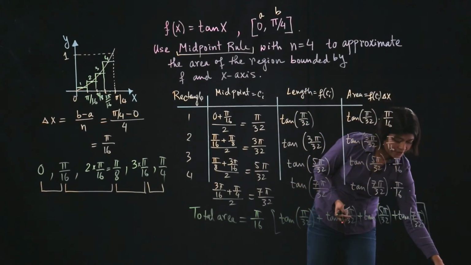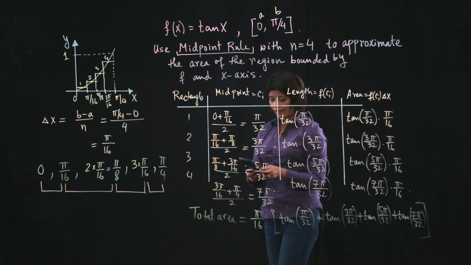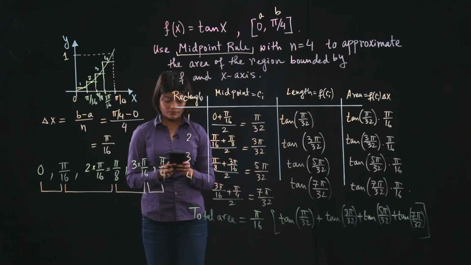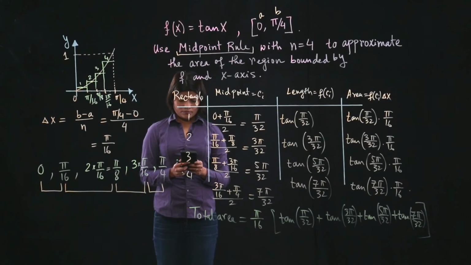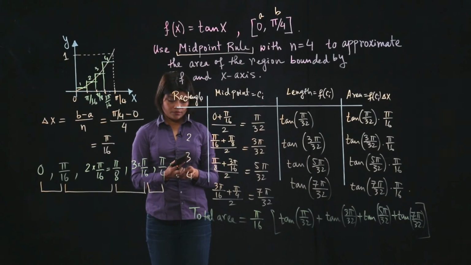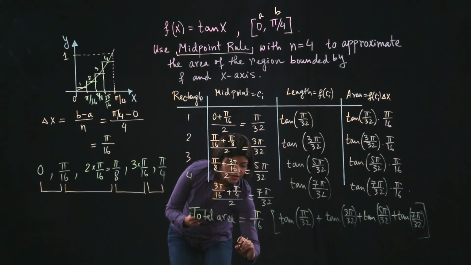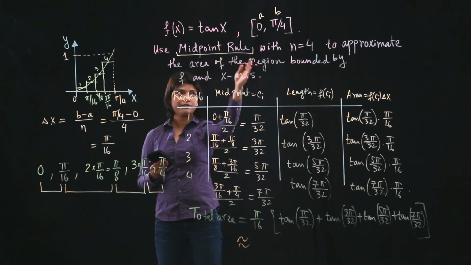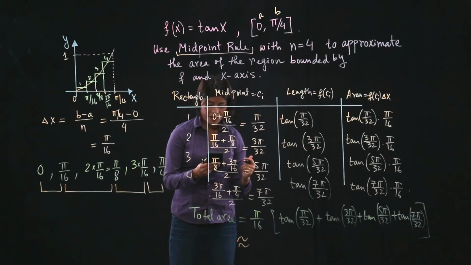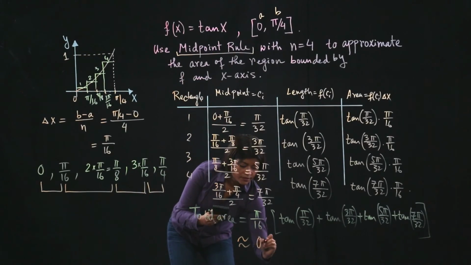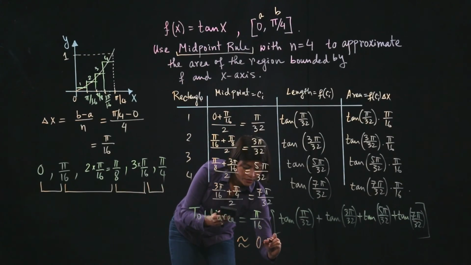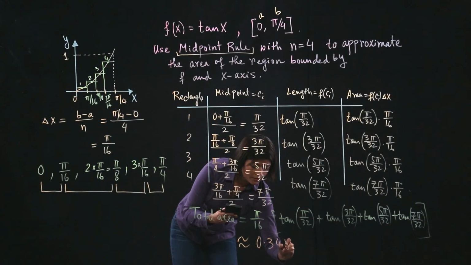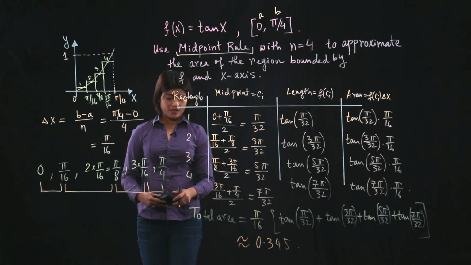Okay, you use any graphing utility to plug in these values, and the approximate area of this region under the graph of tangent of x above the x-axis between 0 and pi over 4 is approximately 0.345. That completes the problem.